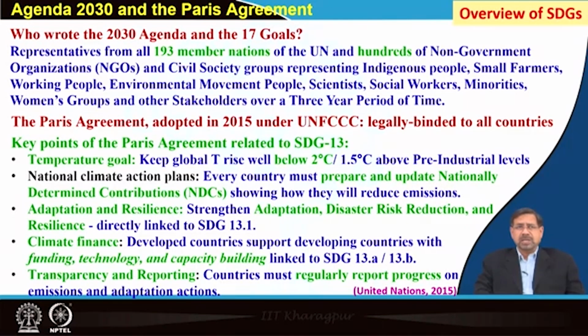It is very important to understand the key points of the Paris Agreement related to SDG 13. The key points are: keep the global temperature rise well below 2 degrees centigrade and also try to retain it below 1.5 degrees centigrade if possible, in comparison to the pre-industrial levels.